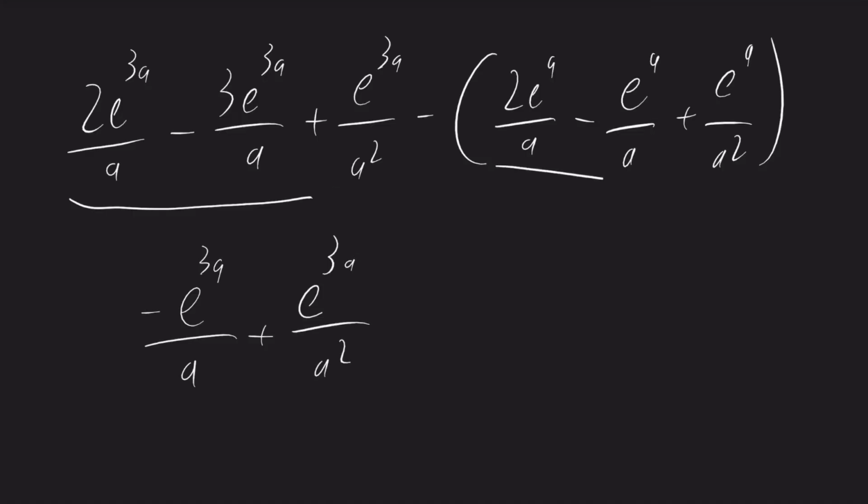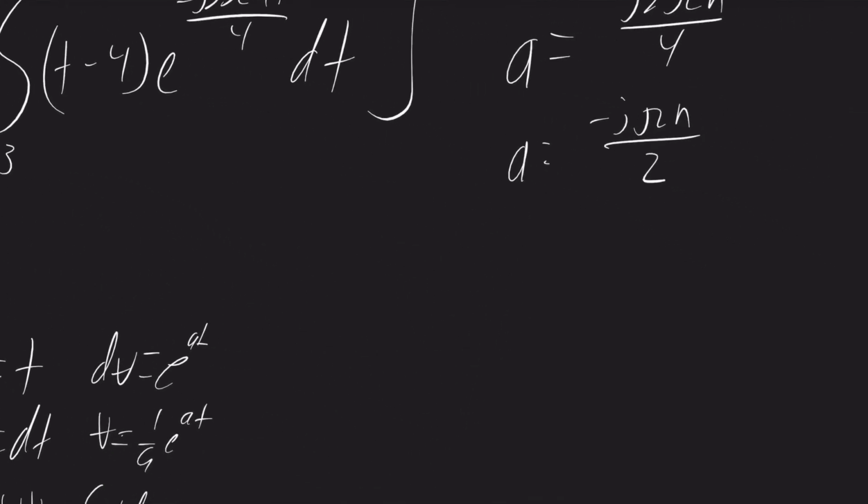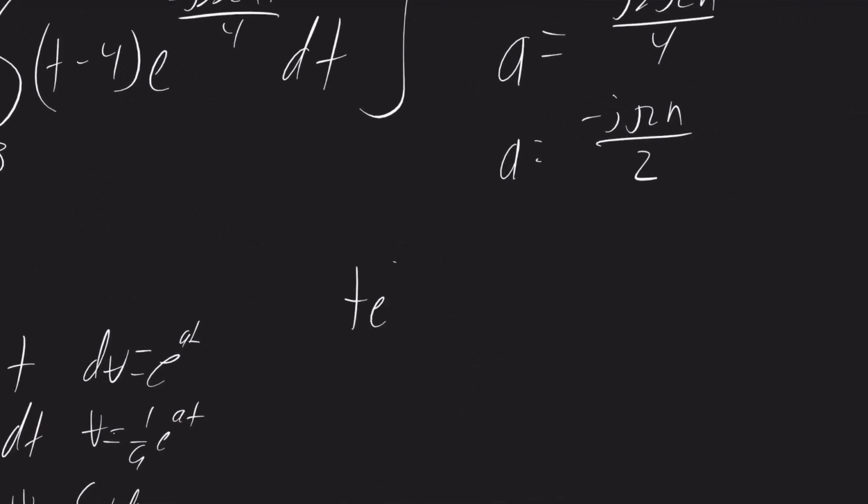Next, we have these two terms which combine, and we'll have minus e to the a over a. And lastly, I'll bring that term down, plus e to the a over a squared. That's it for the first region, between 1 and 3 seconds. For the second region, it's te to the at minus 4e to the at from 3 to 5 seconds.